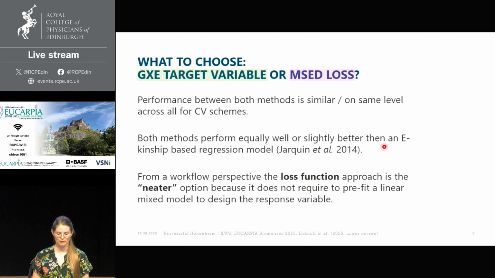So we saw that both perform pretty similar, not only in the CV scheme that I showed you, but also in the 3 other main scenarios that we tested. Both methods perform either equally well or slightly better than the kinship-based regression model suggested by Hakim. I would say only from a workflow perspective, I would prefer the loss function approach, simply because it does not require you to prefit a linear mixed model and design a response variable. It's a simple one-stage approach where the only thing you need to do is tweak your loss function engine or your optimization engine, basically.